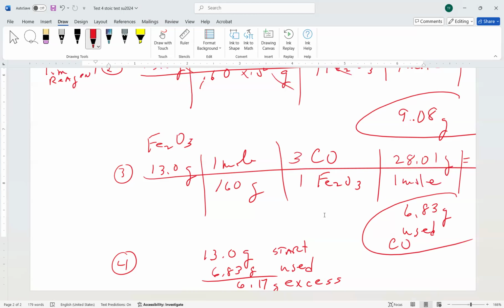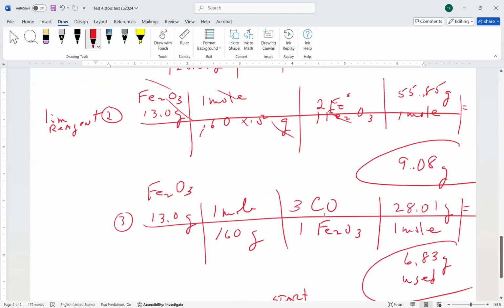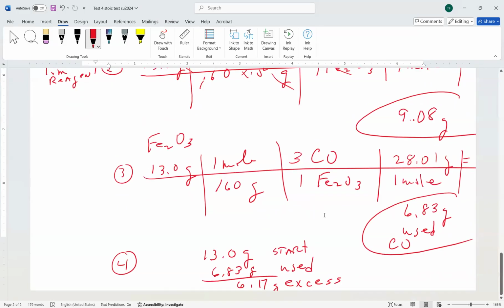Okay, that's a typical intermediate limiting reactant stoichiometry problem. Yeah. What did we start with? Oh, we started with 20. Yes.